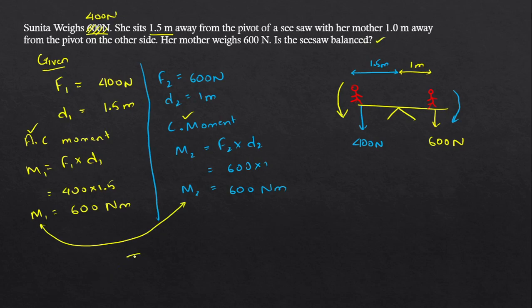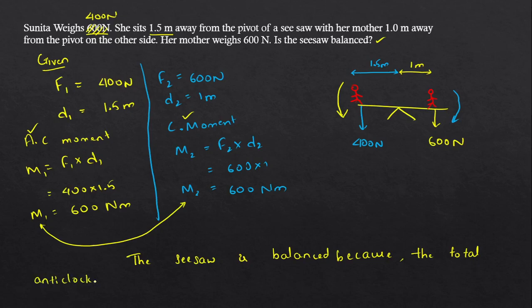So we can write the conclusion. The seesaw is balanced because the total anti-clockwise moment is equal to the total clockwise moment. Alright, that completes this problem.